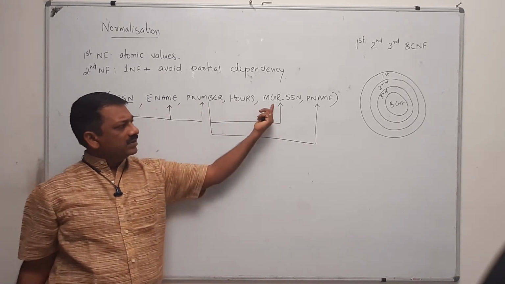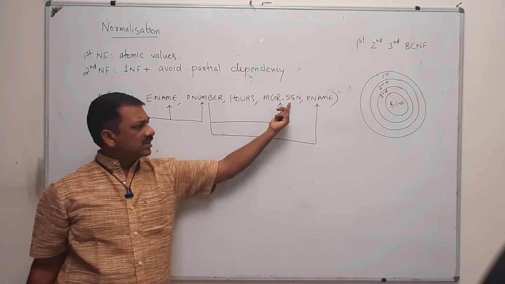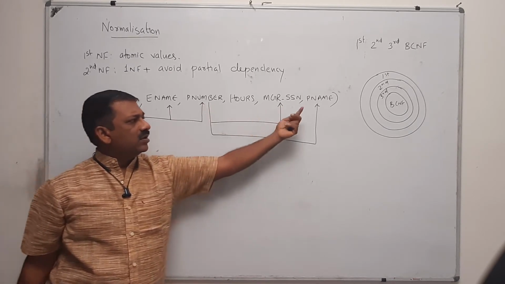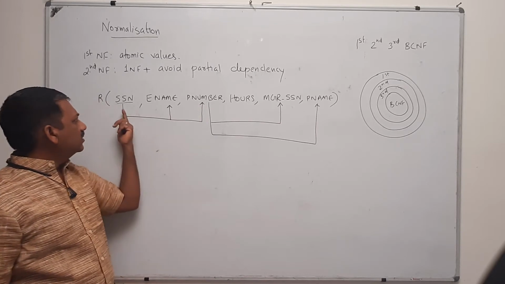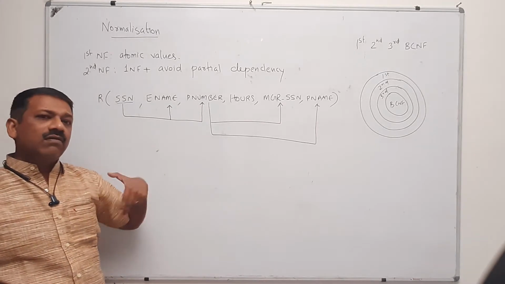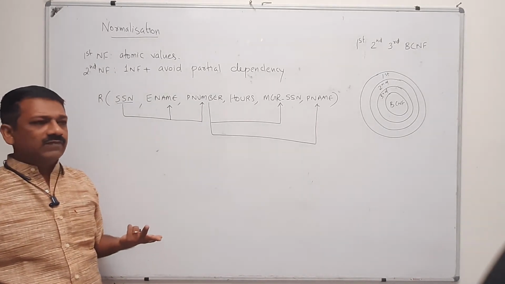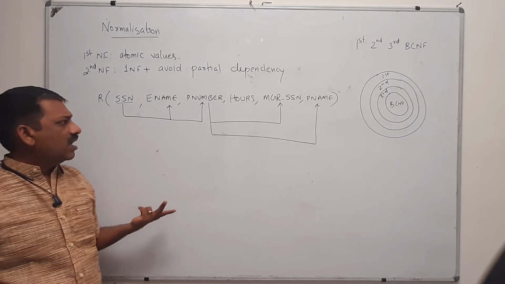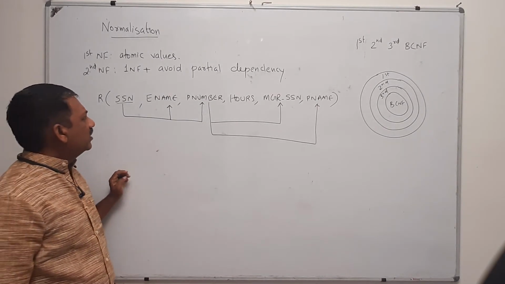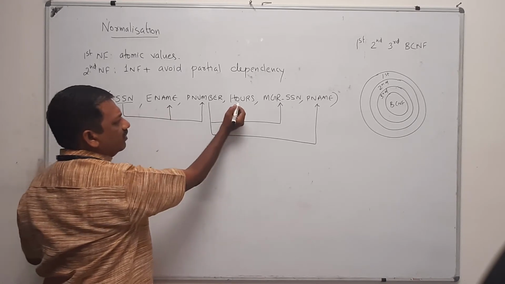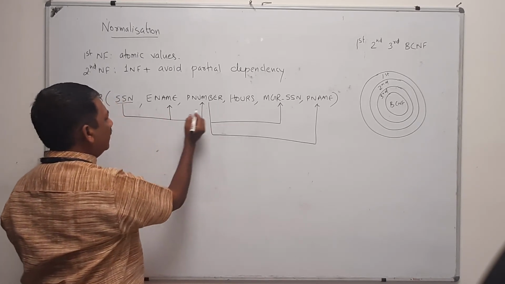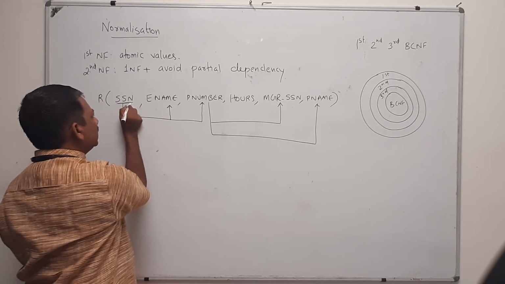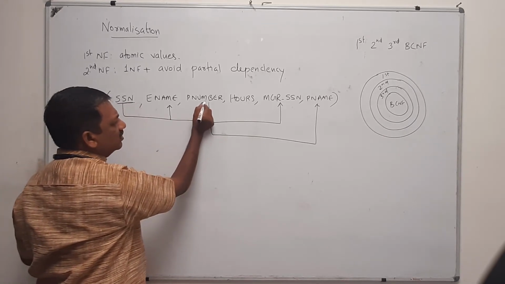So this manager SSN depends on project number. P name depends on project number, and this employee may be working on different projects. And see here the number of hours worked. This hours worked is dependent on social security number as well as this project number.